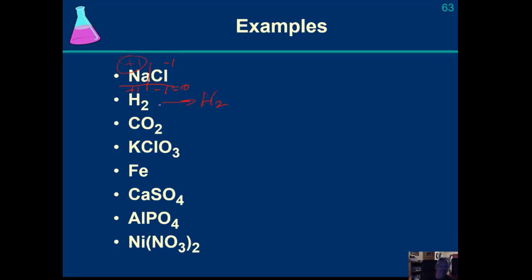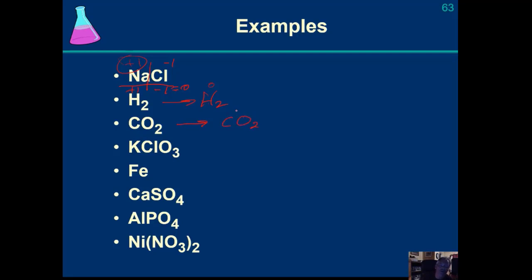This is H2. It's a diatomic molecule, and it's an element in its elemental form. It has an oxidation state of 0. Let's take a look at CO2 and a couple of its little brothers and sisters.